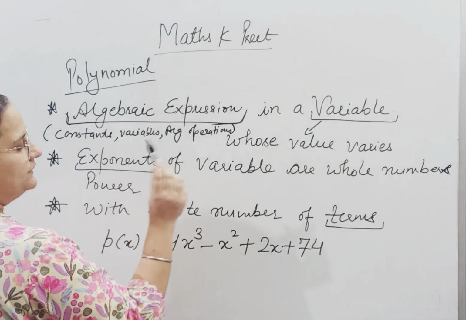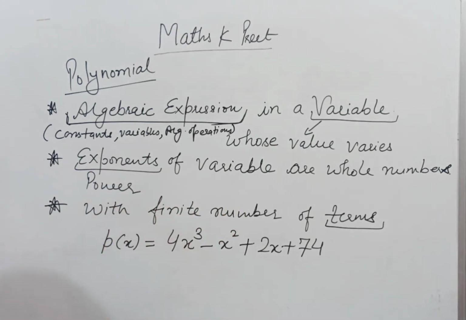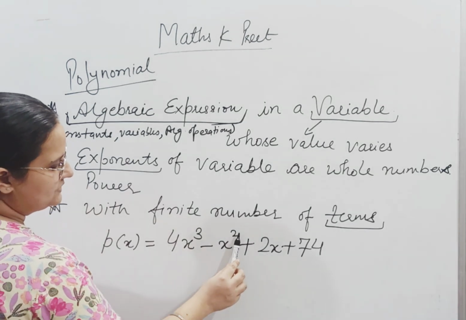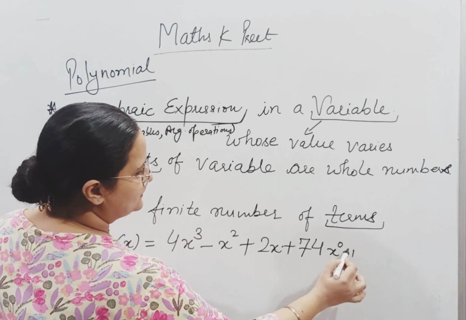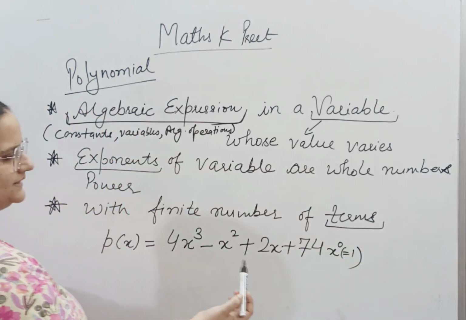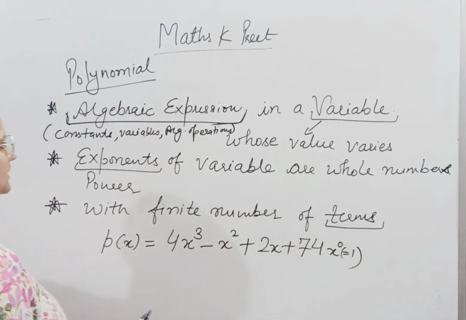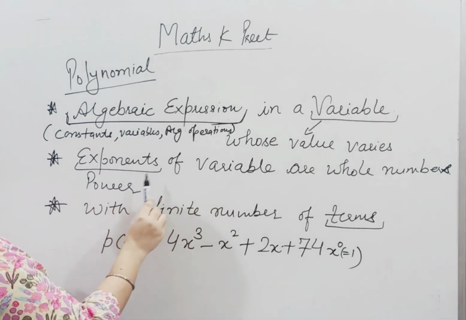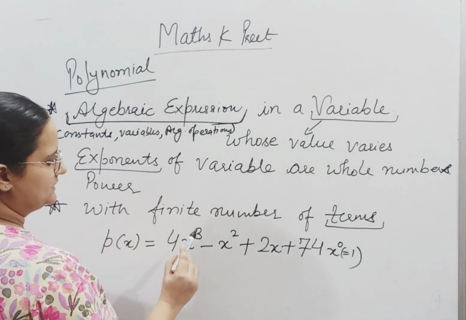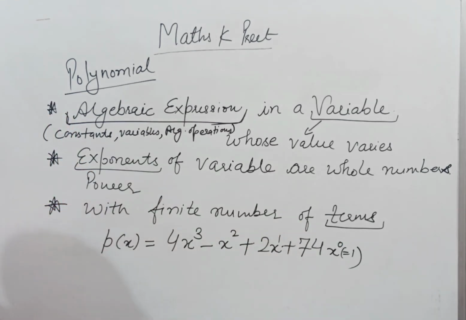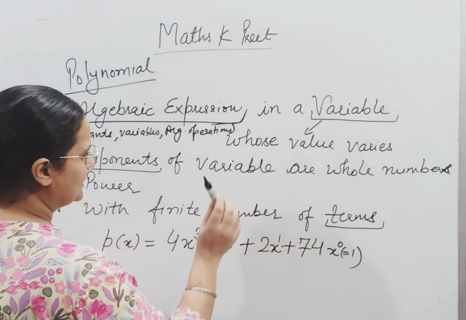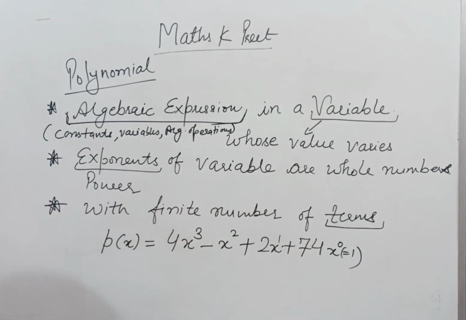Where exponents of the variable. So the variable is x here. Exponents mean the powers. So here x cube, x square, x raised to power 1, and this is basically x raised to power 0, which is equal to 1. So we need not write 74 multiplied by 1, which is 74. So exponents of the variable, meaning powers of the variable, are only whole numbers. So this 3, 2, this 1, this 0, these are from whole numbers only, and with a finite number of terms. So a polynomial has only a finite number of terms.